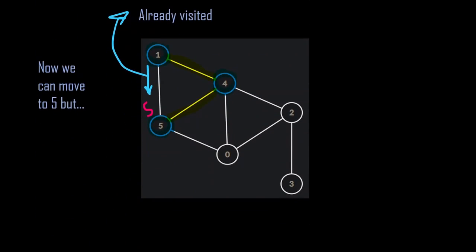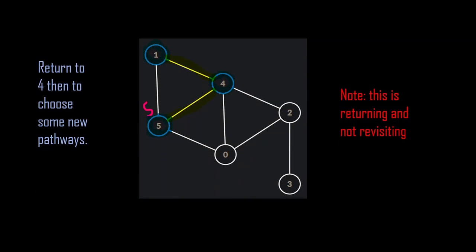Now you see that there's an interesting case. We have one more pathway: we can go from 1 to 5, but 5 is an already visited node, and that's a useless thing. Moreover, 5 is the starting point. Why would we ever return to the starting point when we have not yet covered the whole of the graph which is traceable from the starting point? So we now return to 4.